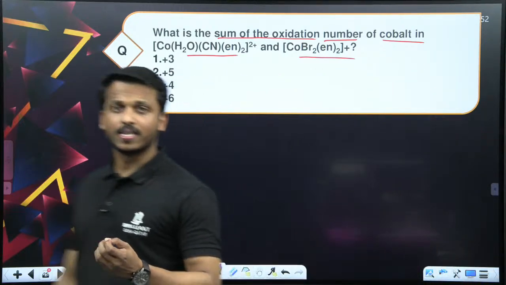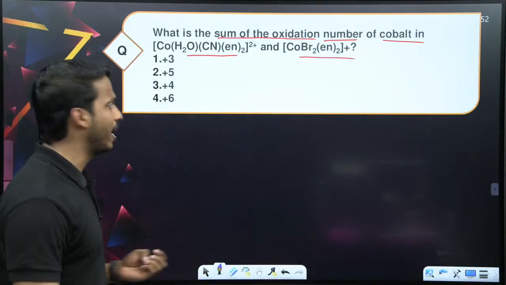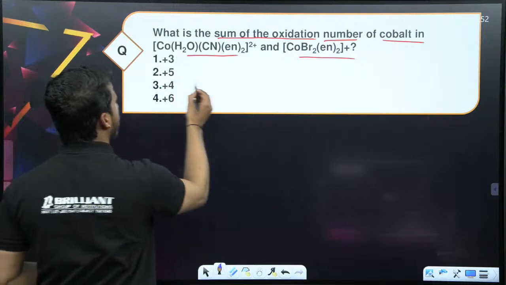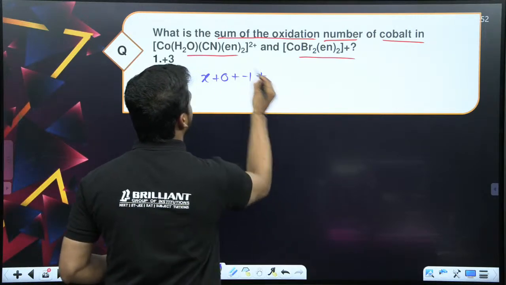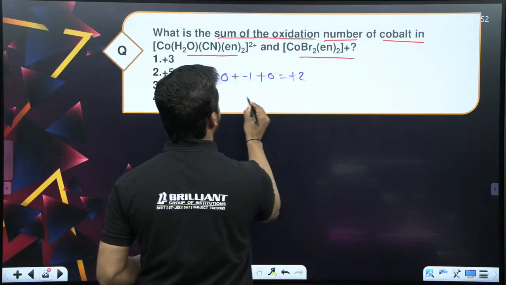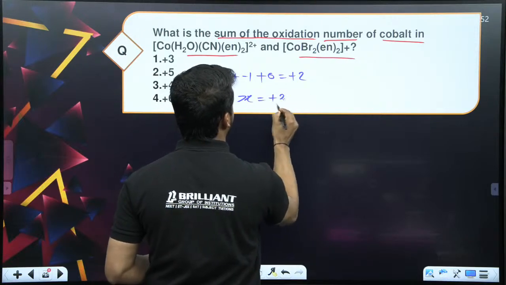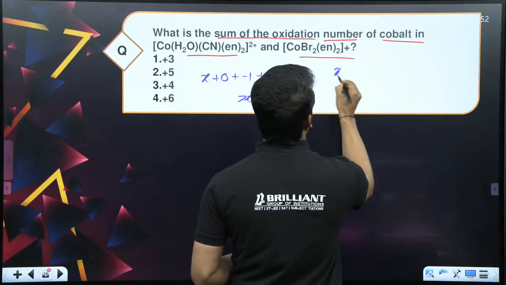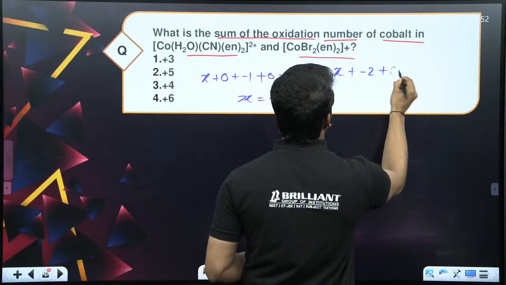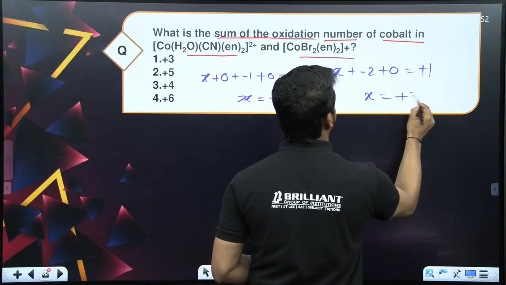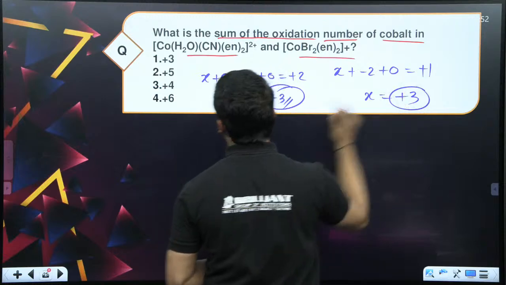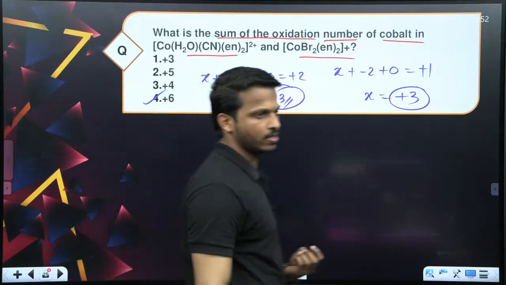What is the sum of oxidation state in this complex? First complex, cobalt X, H2O neutral, cyanide -1, en 0, overall +2. I think X is equal to +3. Second, cobalt X, bromine -2, en 0, overall charge +1. So X is equal to what? +3. +3, overall what? 6.